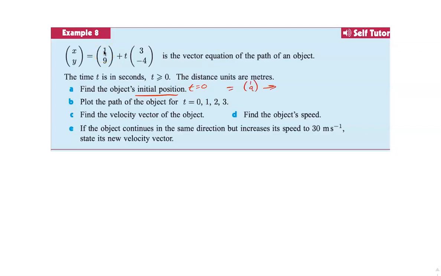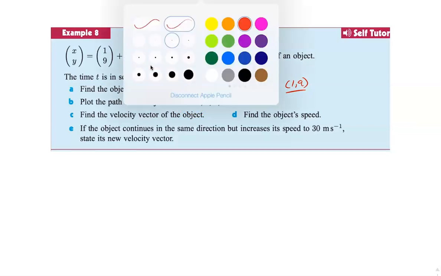Actually, my initial position should be a point, so 1, 9. Right, little details, right? 1, 9 like this is a vector. Position should be a point, so the point 1, 9. Plot the path of the object at t equals 0, 1, 2, 3. So they just want you to plug in 0, 1, 2, 3 and see what's going on. So we'll do a basic graph here.